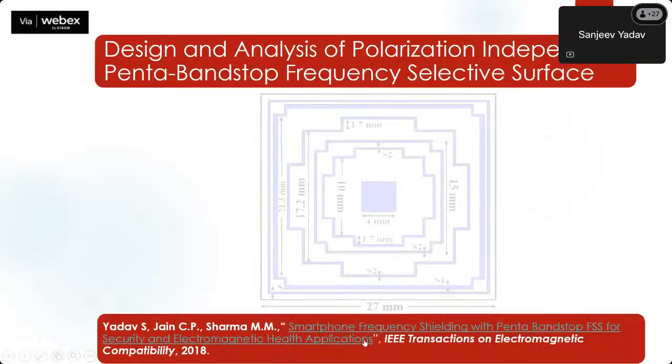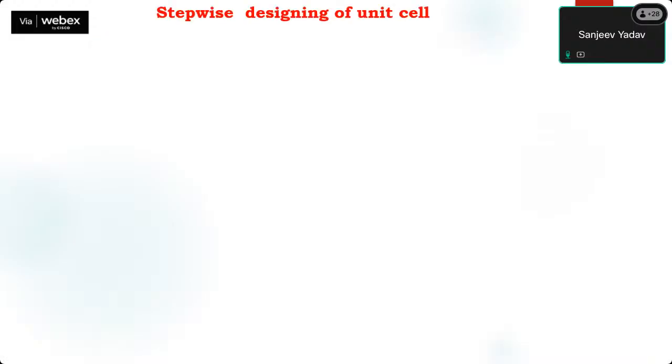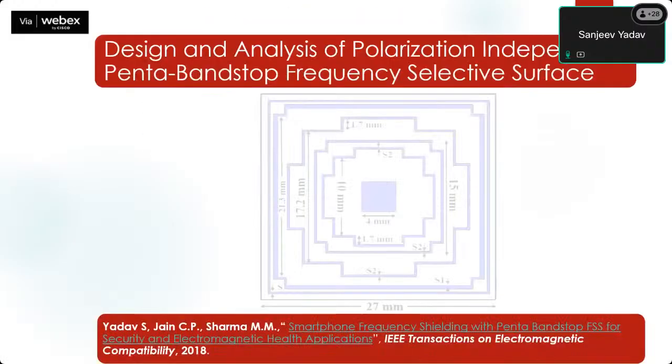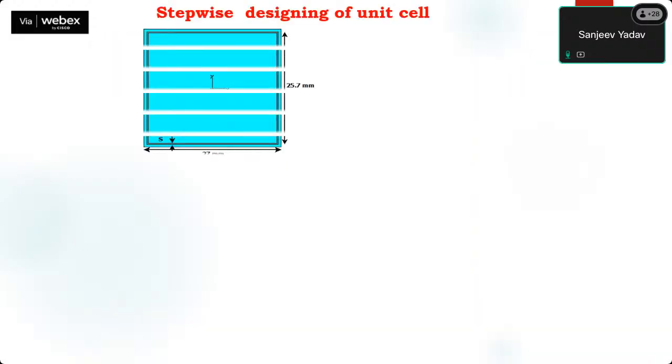The title of the paper is Smartphone Frequency Shielding with Pentaband Stop Frequency Selective Surface for Security and Electromagnetic Health Applications. In this design, we have used all the frequencies which are being used for smartphones, starting from the first frequency, 900 megahertz, the second frequency which is used for GPS, 1.5 gigahertz, 2.5 gigahertz, 3.5 gigahertz, 5.5 gigahertz. These are the frequencies we have used here, which are being used in the smartphone.